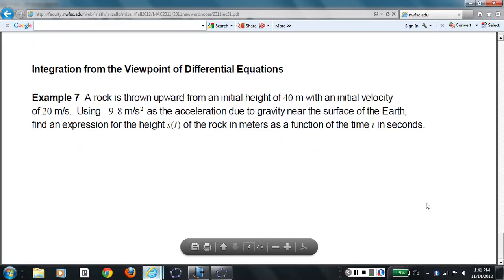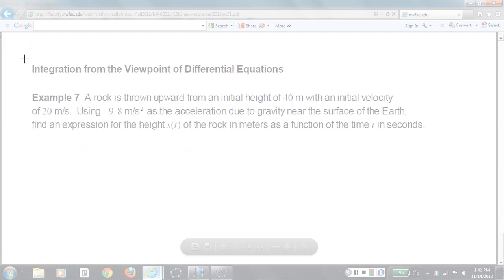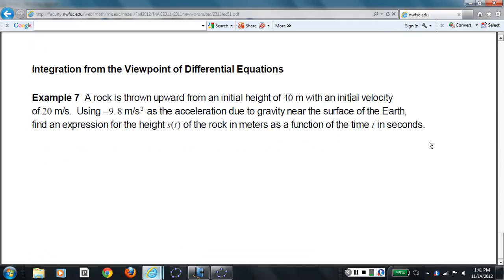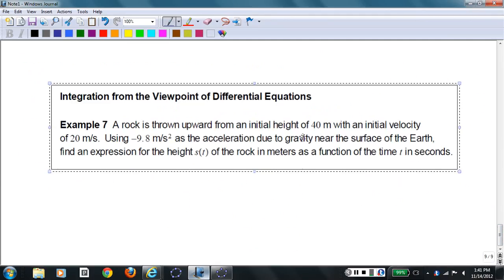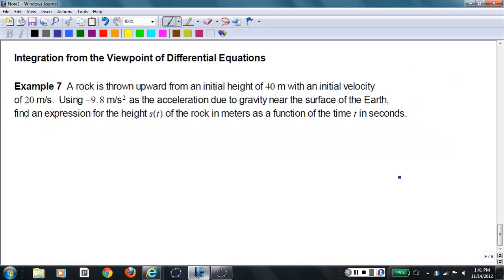And let's see if we can do this projectile motion problem where I actually use meters instead of feet. Okay, here goes. A rock is thrown upward from an initial height of 40 meters with an initial velocity of 20 meters per second, using negative 9.8 meters per second squared as the acceleration due to gravity near the surface of the Earth. Find an expression for the height, S of t, of the rock in meters as a function of the time in seconds.